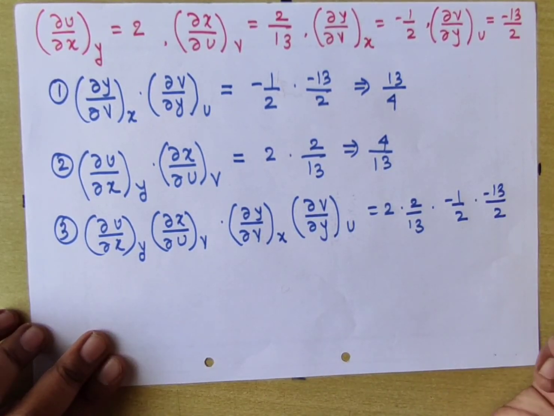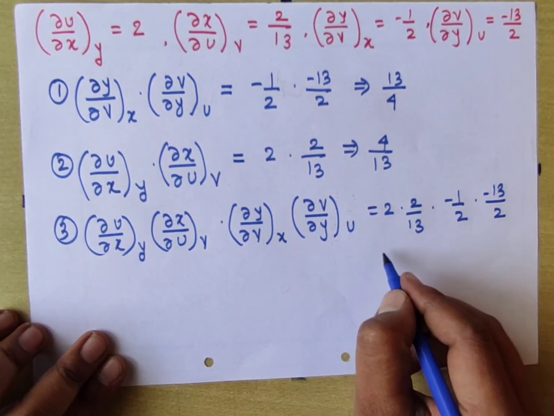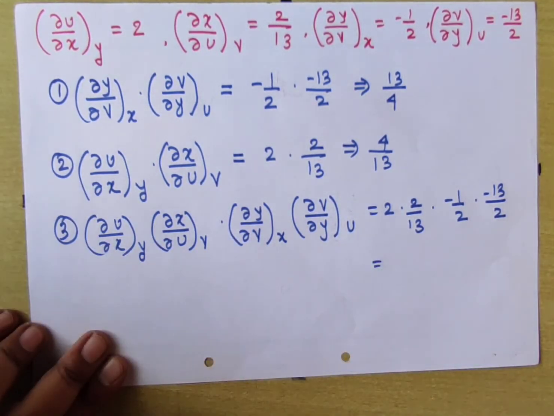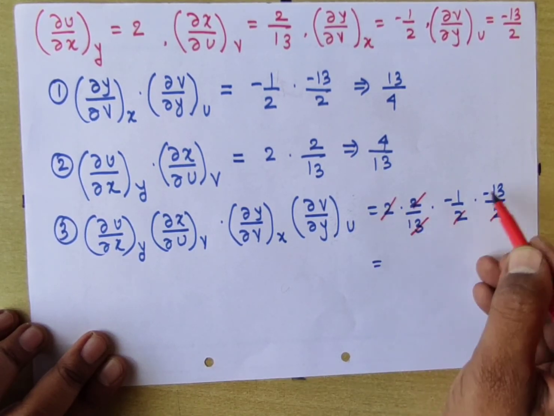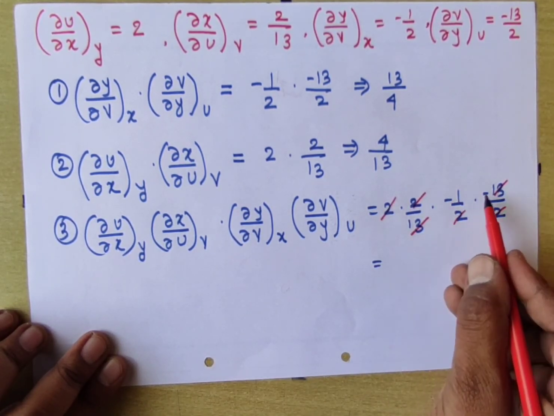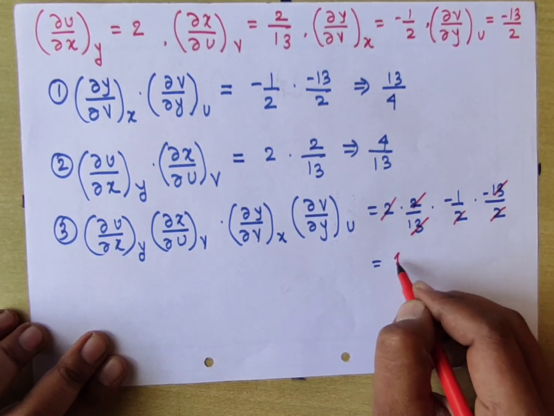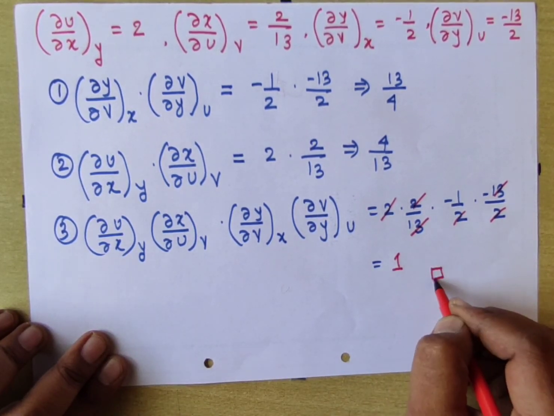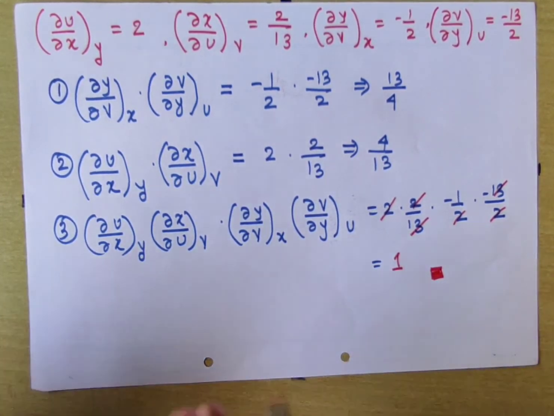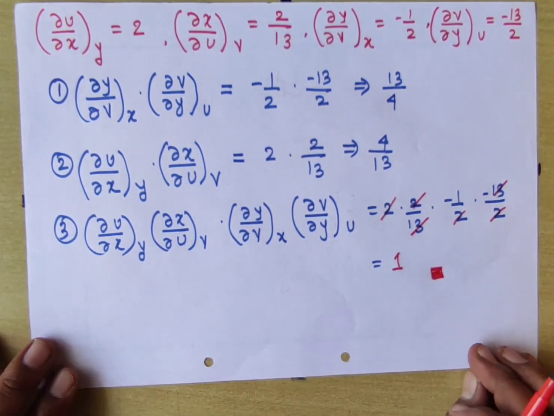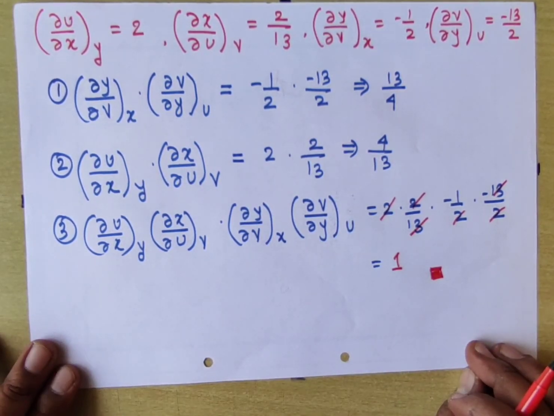So if you observe, by simplifying this, the 2 gets cancelled, the 13 gets cancelled. So what we are left with is minus 1 into minus 1, that is plus 1. And that is what we required. So hope you understand how we solve an example when a variable we treat as a constant. Thank you for watching this video. Do your best. Thank you.